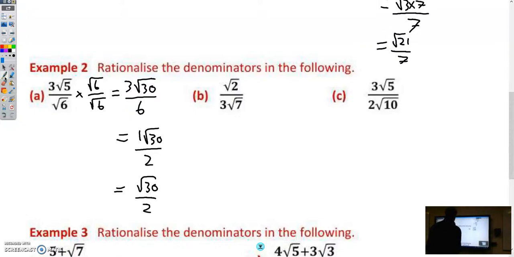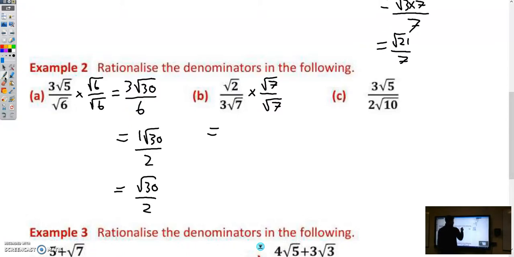For B, we have root 2 over 3 root 7. We only have to rationalize the third, so I'm not going to multiply by 3 root 7, I'm just going to multiply by root 7. It's a very important point. You don't just multiply by the whole denominator, only the third part which you wish to rationalize.